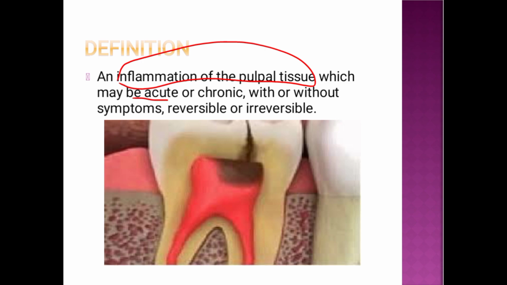It may be acute, which is also one type of pulpitis. So first of all, when there is inflammation of the pulpal tissue, it means the patient has pulpitis. Either it will be acute or chronic, with or without symptoms, reversible or irreversible, which is also one of its types. So you can say this is a pulp tissue. If dental caries or any trauma has occurred, it has spread to the pulp and the patient has pulpitis.